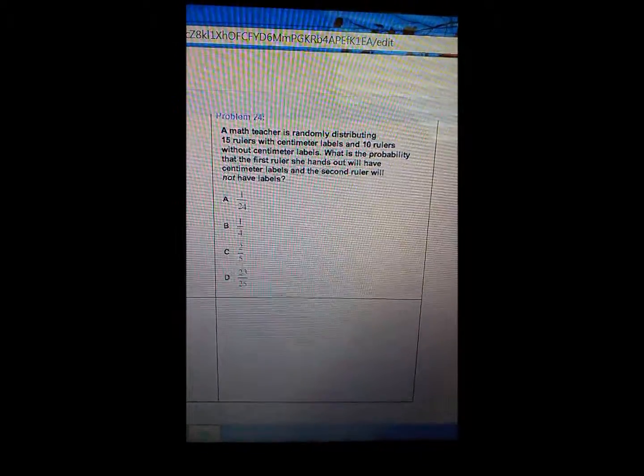So 24 says a math teacher is randomly distributing 15 rulers with centimeter labels and 10 rulers without centimeter labels. What is the probability that the first ruler she hands out will have centimeter labels and the second ruler will not have labels? Your choices are A is 1 over 24, B 1/4, C 2/5, and D 23 and 25. Or I'm sorry, 2/3 and 2/5.